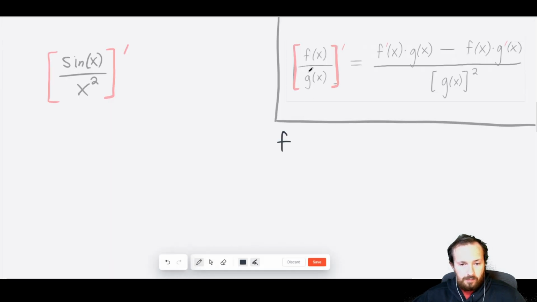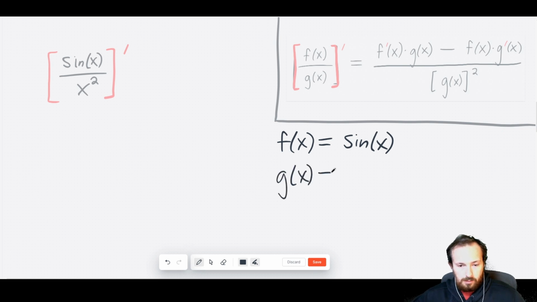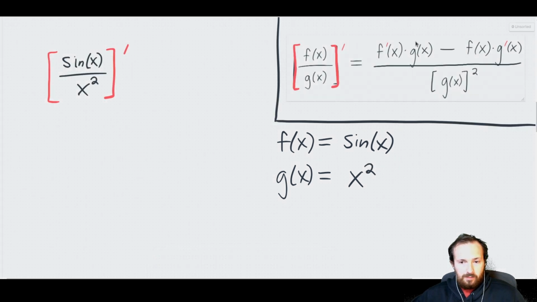But basically, if you look at this, we're pattern matching here. Whatever's in the numerator, that's f of x, or that's what we call f of x. So that's going to be sine of x. And then whatever is in the denominator is what we call g of x. So that'll be x squared. And then you can see in the formula, we're going to need f of x in some places, g of x in some places, but we're also going to need two other things, f prime of x and g prime of x. In other words, the derivatives of their individual functions.